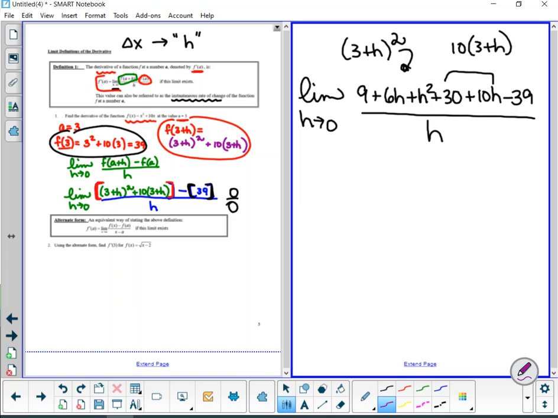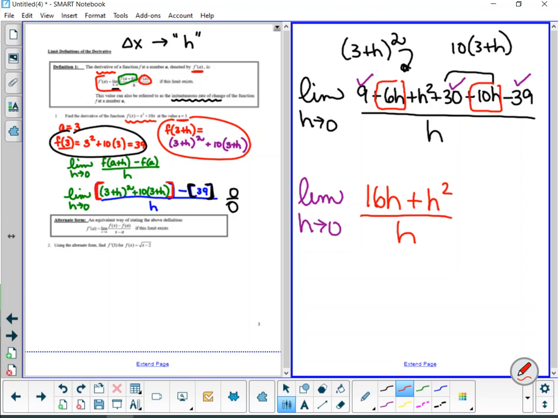Are you with me? All right. Here we go. I'm going to go looking for like terms. Constants, 9 and 30. 9 plus 30 minus 39 adds out to 0. Makes me happy. 6h, 10h, 16h. h squared, nothing to put with that. All divided by h.